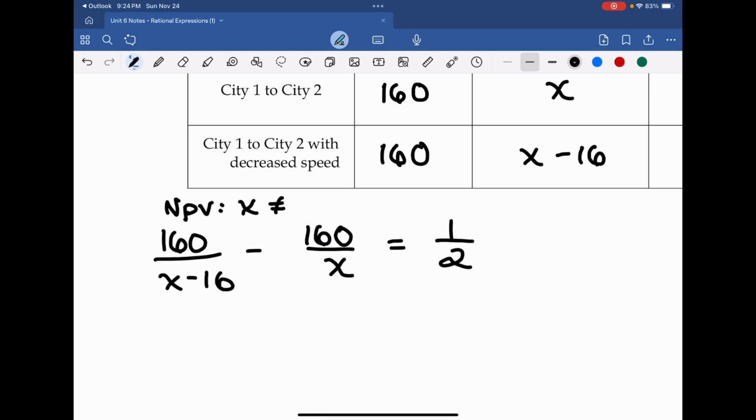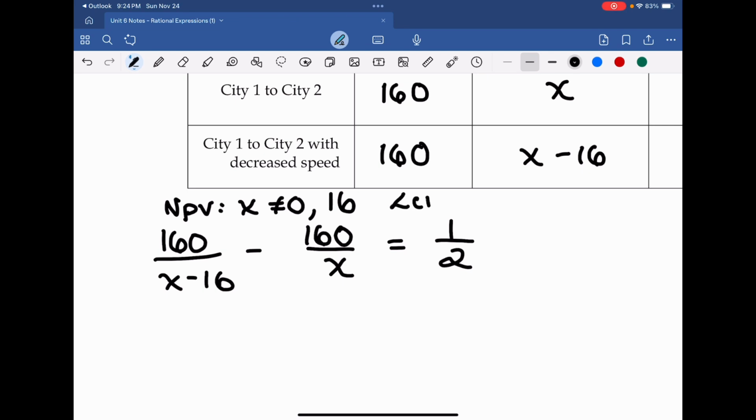First and foremost, our one non-permissible value is x cannot equal 0. Our other non-permissible value is where x equals 16. If it's either 0 or 16, it's going to wipe out these denominators or eliminate them. And that means that we would have some sort of non-functional value, or this equation wouldn't make sense. In fact, it would be undefined.